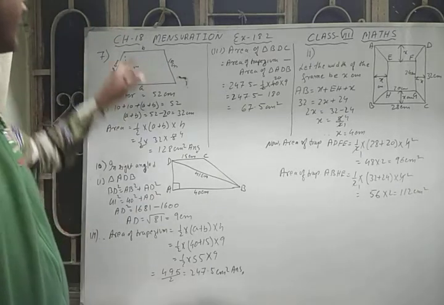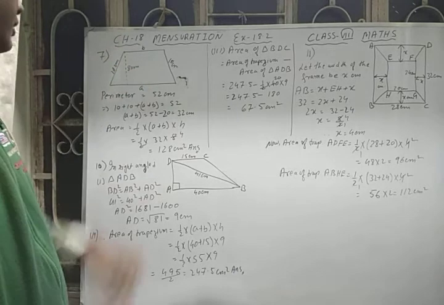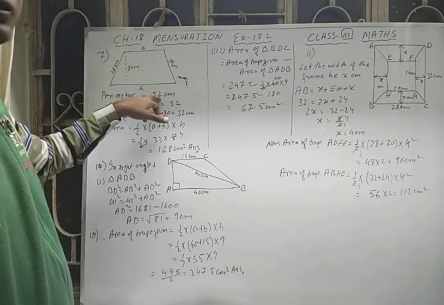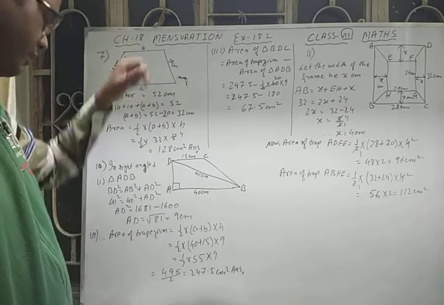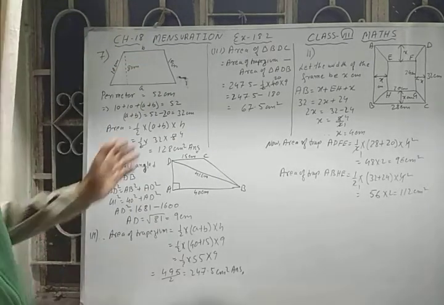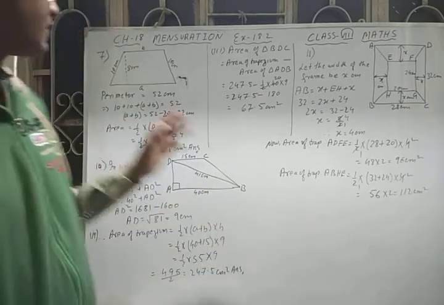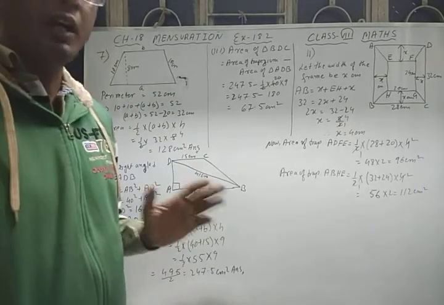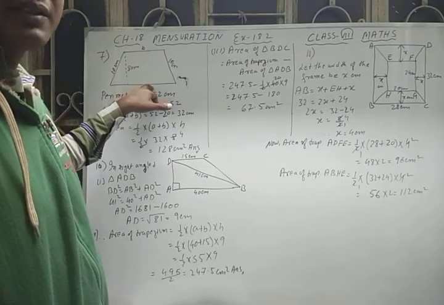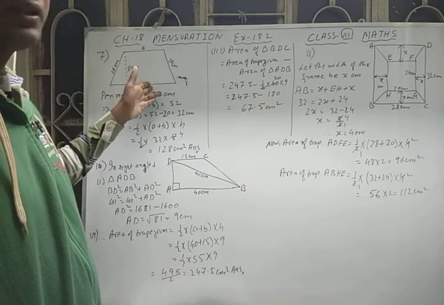And the height, meaning the distance between the parallel sides, is given as 8 centimeter. And the total perimeter of this trapezium is also given, 52 centimeter. Now you have to find the area of the trapezium. As you know, the formula for the area of a trapezium is half into the sum of the parallel sides into height. But we don't know the measurement of these two parallel sides. So from this perimeter, we first have to find the measurement of these two sides.